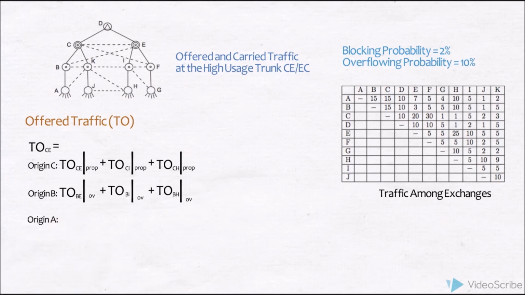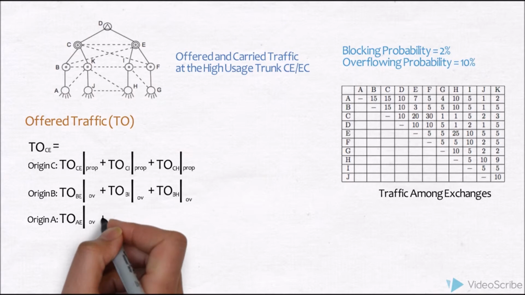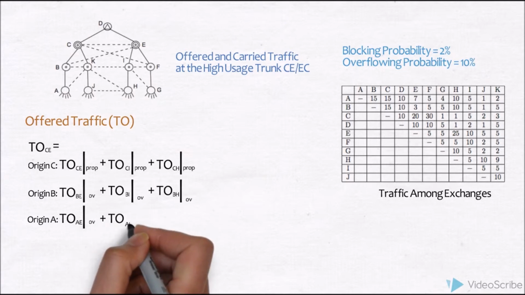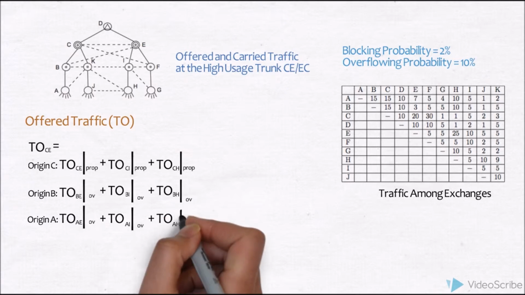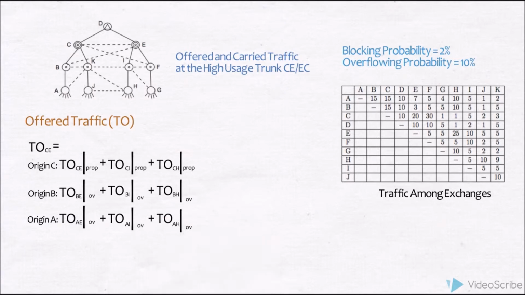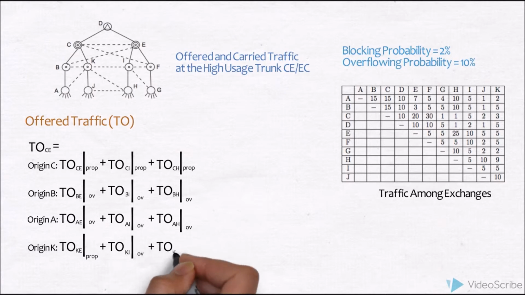Taking the origin A, we have the same structure as before. Traffic from A to E, plus traffic from A to I, plus traffic from A to H, all of them with overflow. The next one is a bit different. We have to add the traffic among K and E without overflow, plus the traffic with overflow among K and I, plus the traffic among K and H, also with overflow.